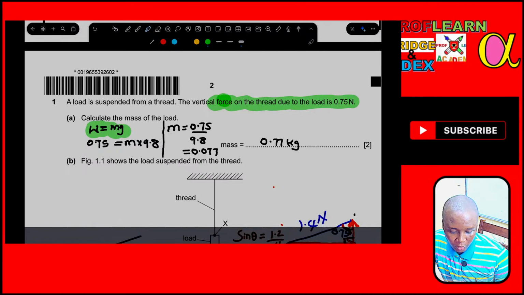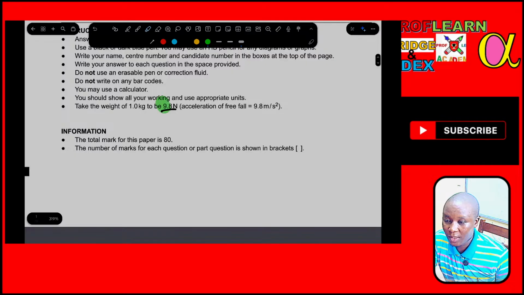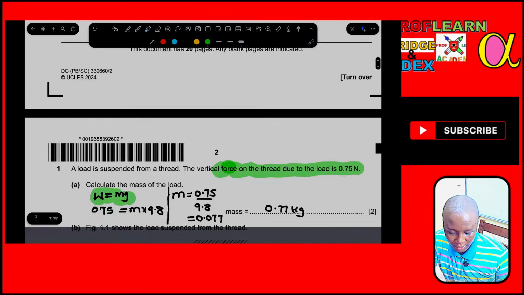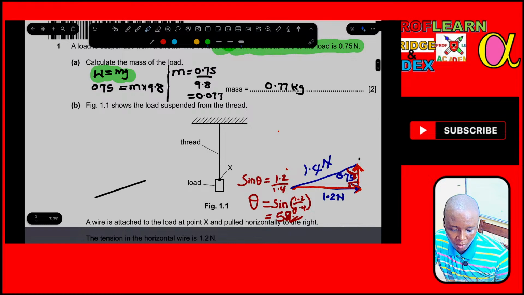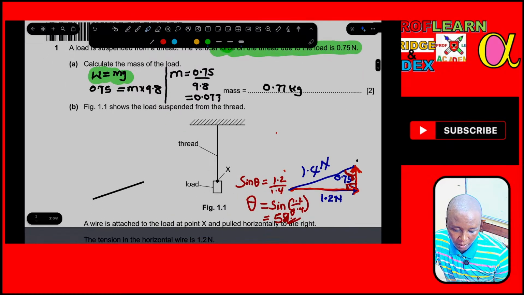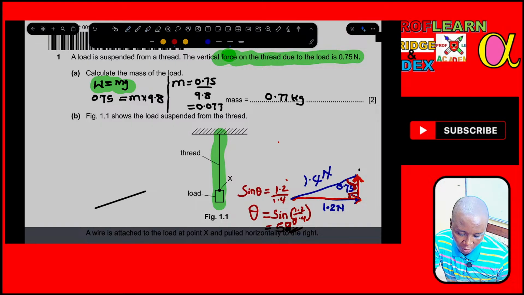And you always have to check what value of gravity is provided here, so that you are able to use it. That's exactly what I did in this case. Because this object is suspended, the weight and the tension force, remember the tension force will be acting upward and the weight of the object will be acting down.